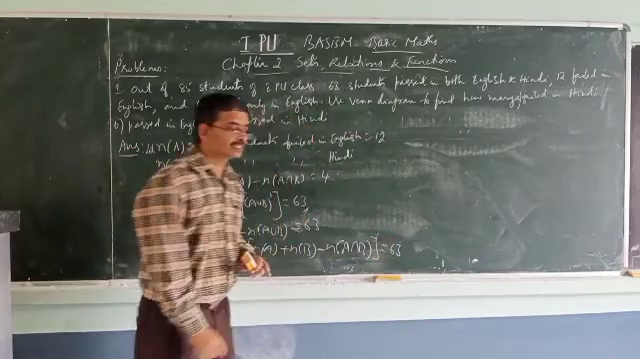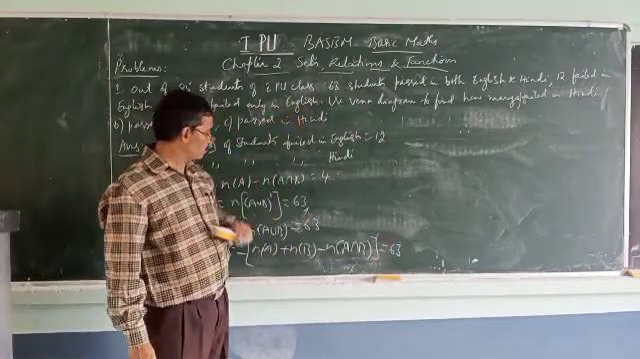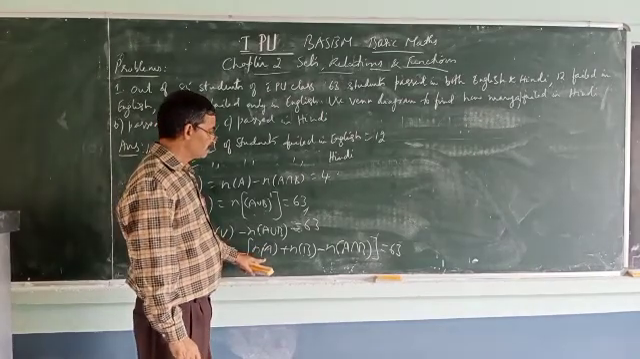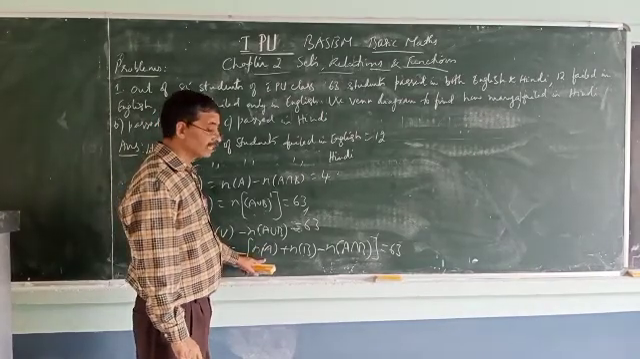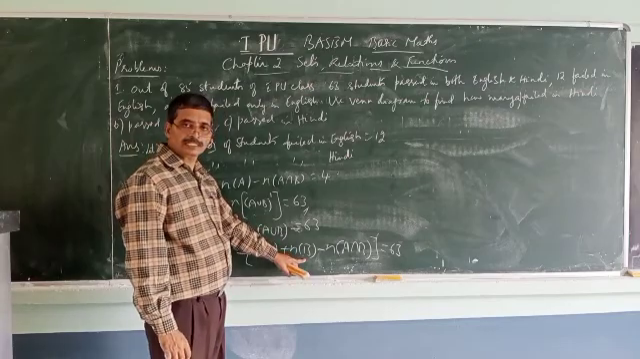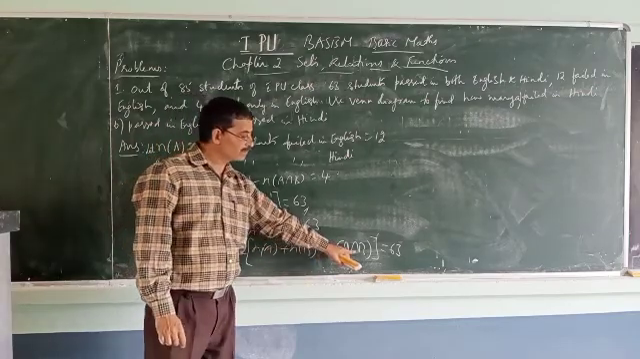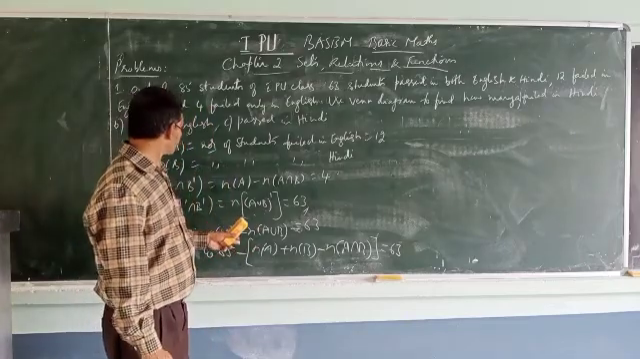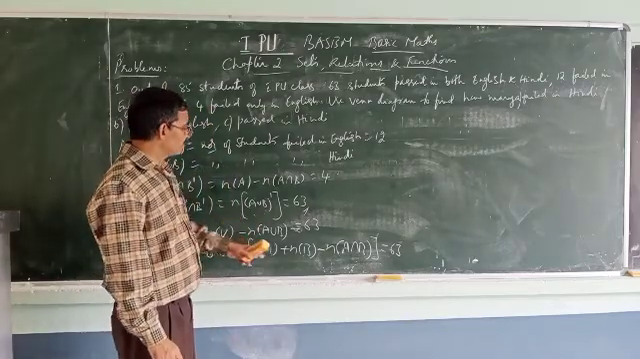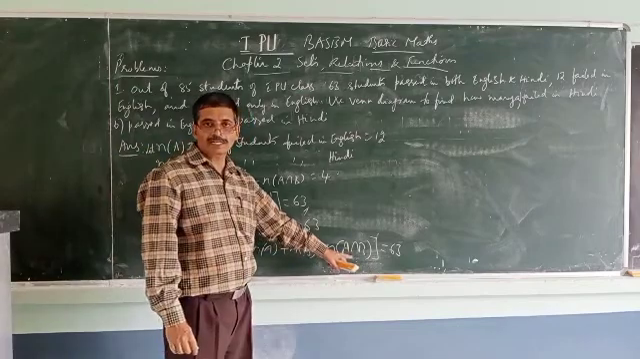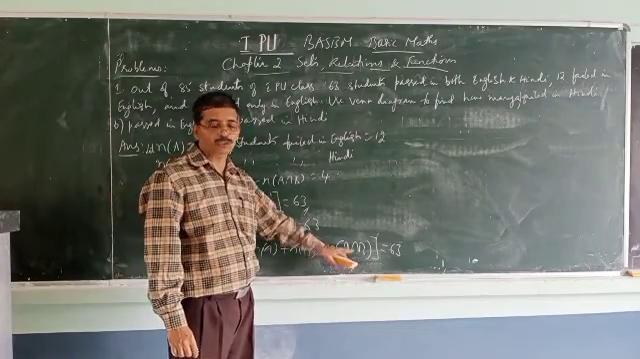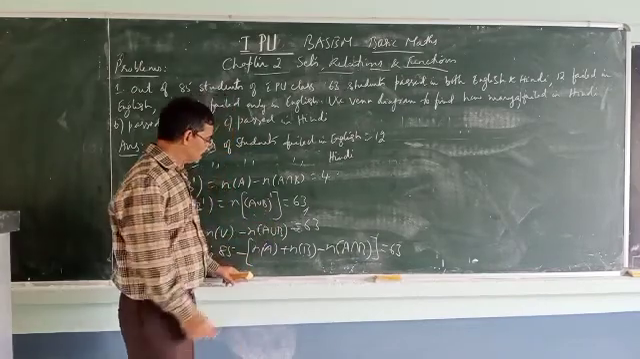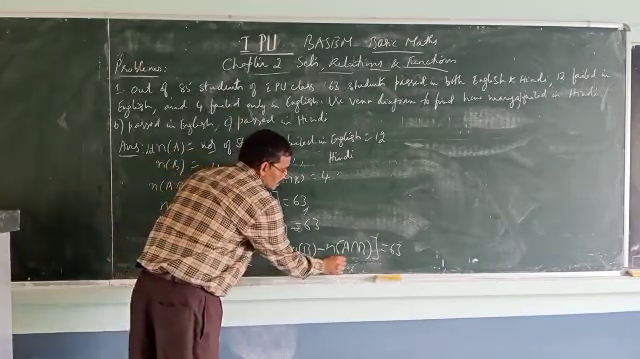N of U is 85, and this is 63. 63 means passed in both. N of A means failed students in English. This is failed students in Hindi. This is N of A intersection B. What is N of A intersection B? It means failed in both. So now we have these values, and we combine them together.